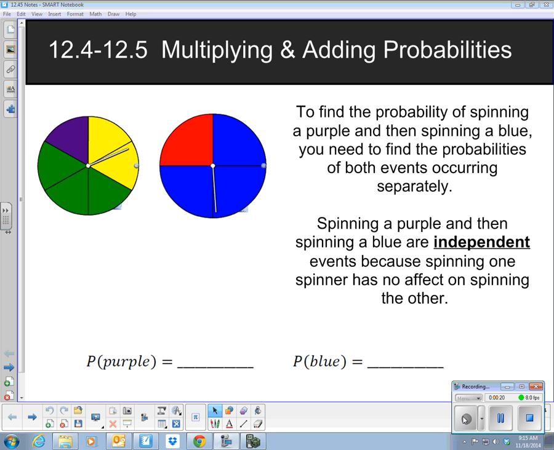Okay, now, here's kind of what we're doing. We are looking at when do we multiply, when do we add probabilities, because we're starting to take probabilities, which was 12.2 and 12.3, and starting to figure out when and how I can put them together. So now, take a look at the problem here.